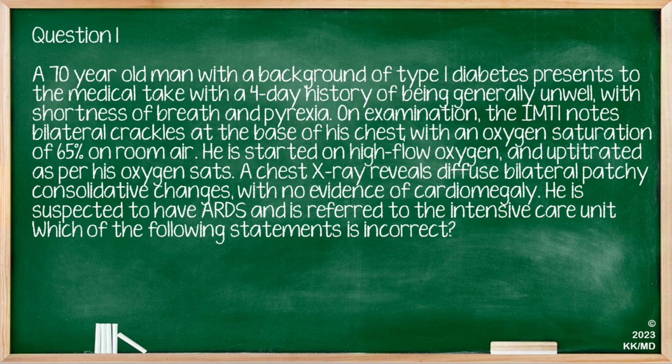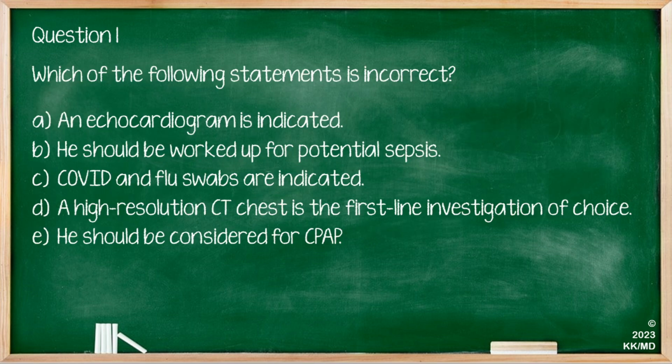A chest X-ray reveals diffuse bilateral patchy consolidative changes, with no evidence of cardiomegaly. He is suspected to have ARDS and is referred to the intensive care unit. Which of the following statements is incorrect? So our options are A, an echocardiogram is indicated, B, he should be worked up for potential sepsis, C, COVID and flu swabs are indicated, D, a high-resolution CT chest is the first-line investigation of choice, and E, he should be considered for CPAP. So the correct answer here is D.